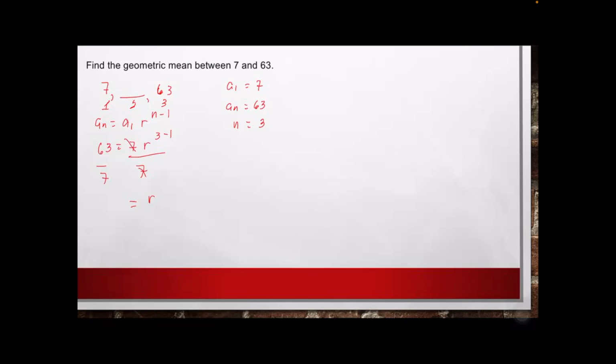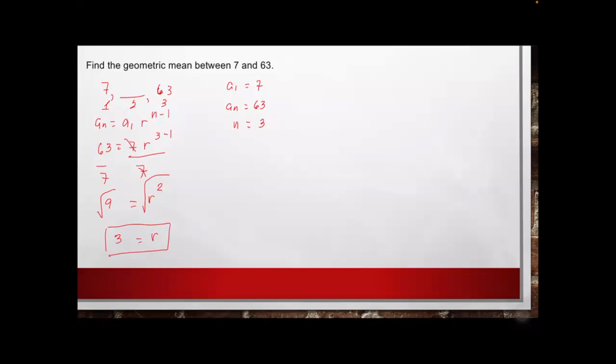So, we only have r squared. Then, 63 divided by 7. What is 63 divided by 7? Anyone? 9, po. Okay, so we have 9. Then, after that, we have to use the square root because we have a square. So, take the square root of both sides. Therefore, your r is equal to the square root of 9, which is equal to 3.